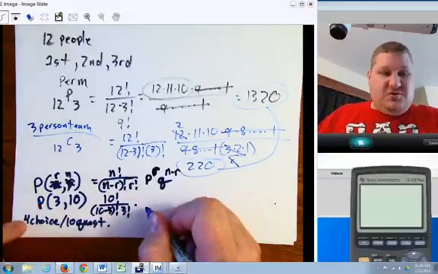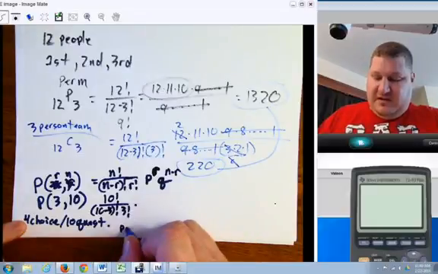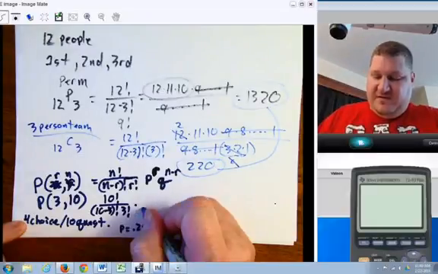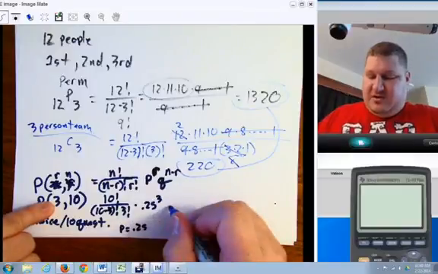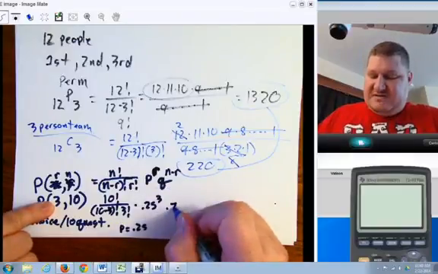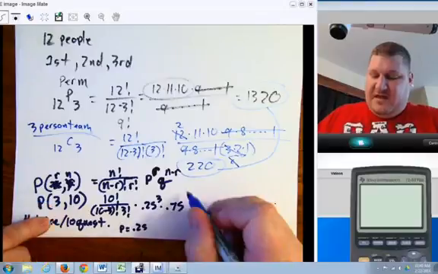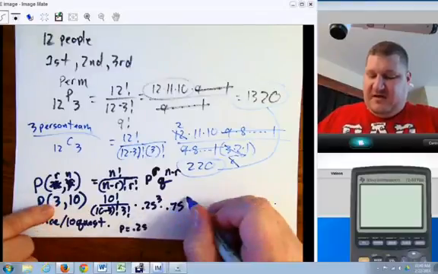now 4 choices means our p-value equals 0.25. And I want 3 of them correct. Q means wrong, so that's 0.75. And if I'm going to get 3 correct, I have to get 7 wrong.